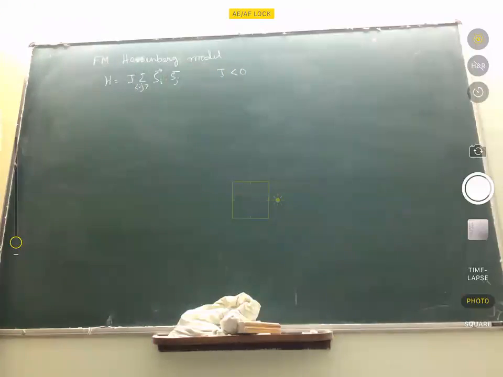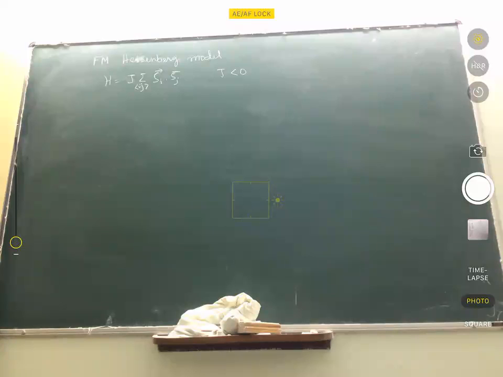If this J happens to be less than 0, if it happens to be negative, then I have a ferromagnetic model, because then successive spins on neighboring sites would prefer to be aligned in the same direction. That will lower the energy. So the ground state of this model is exactly known. So there are no doubts about the existence of long range order.